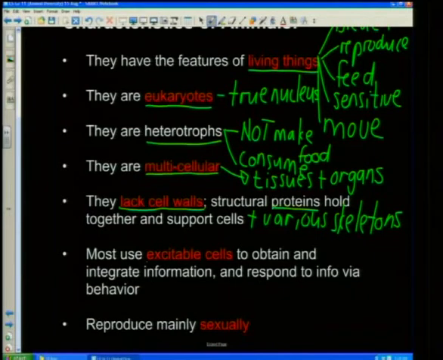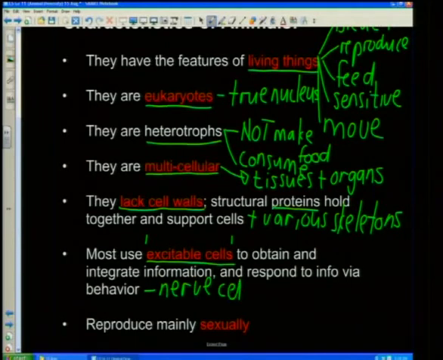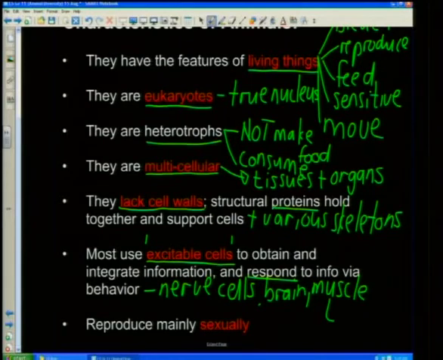most excitable cells. Now you're going to say, what is that? That is mainly nerve cells. All right, so they have nerve cells, they have got nerve tissue, they have some kind of brain tissue, and also they can obtain and integrate information and respond, which means that they have got some kind of muscle tissue that they can respond to their environment. And then animals also, as we know, reproduce sexually, and some animals can also reproduce asexually.